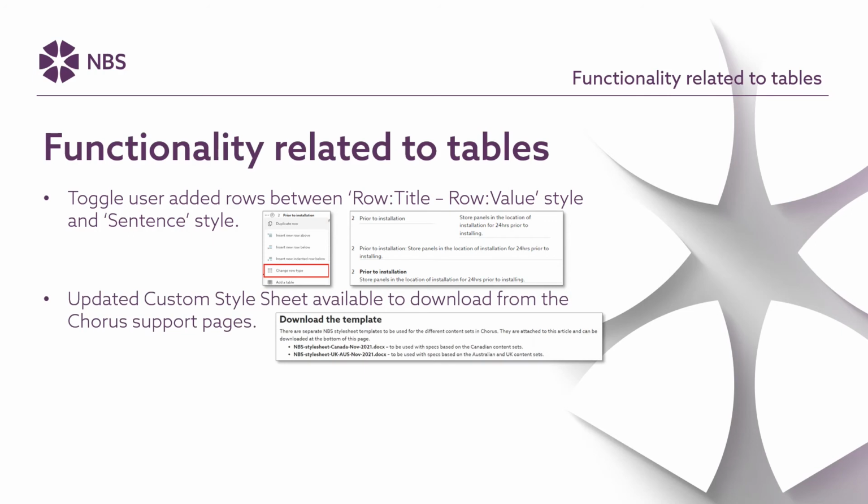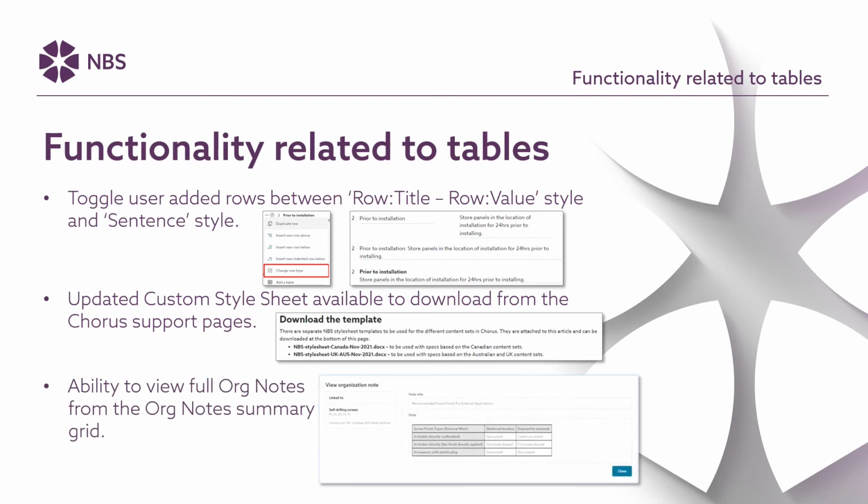An updated custom style sheet is available to download now from the Chorus support articles. This has table styles embedded within it to allow you to control the format of your tables when publishing your specification. If you haven't yet started your custom style sheet, please ensure you download the latest version and use that. If, however, you've already created or started your custom style sheet, I'll be showing you how you can transfer these table styles over at the end of this webinar.